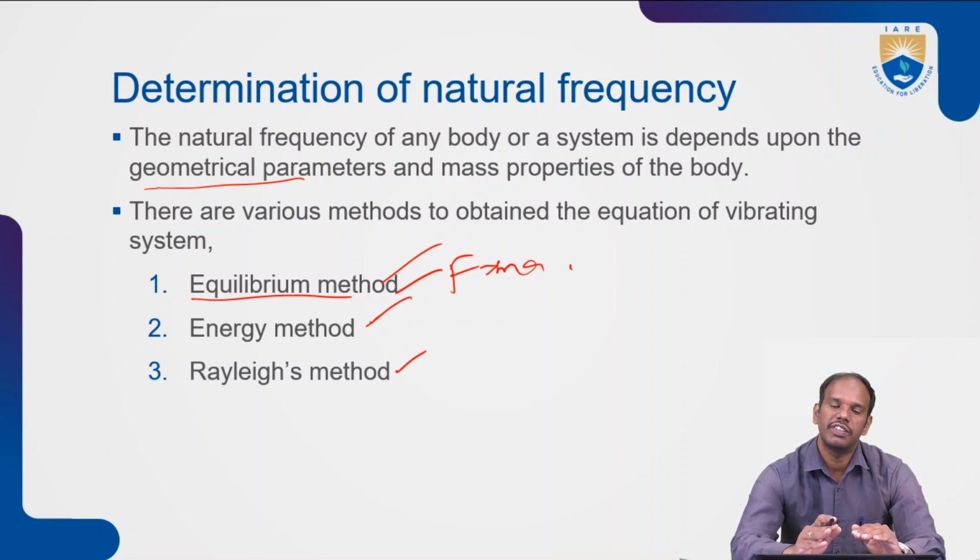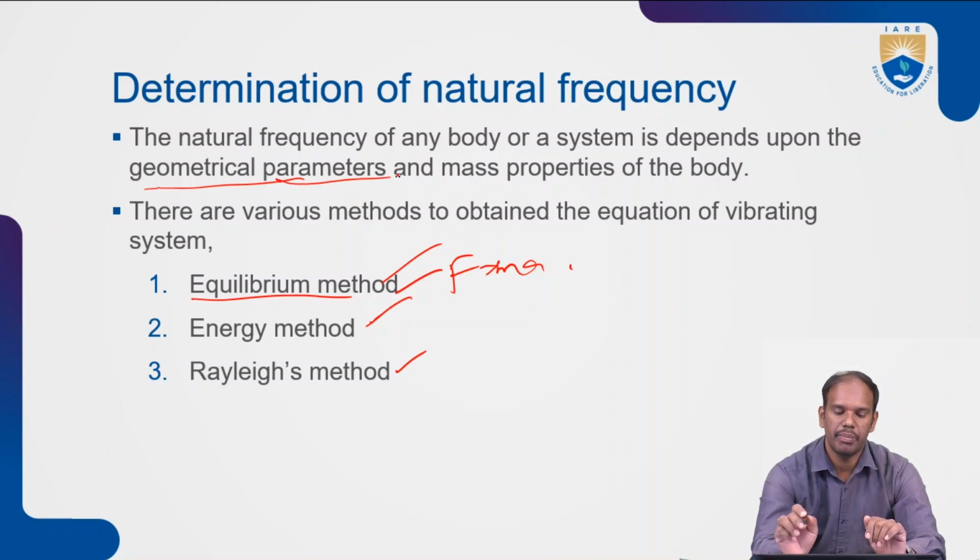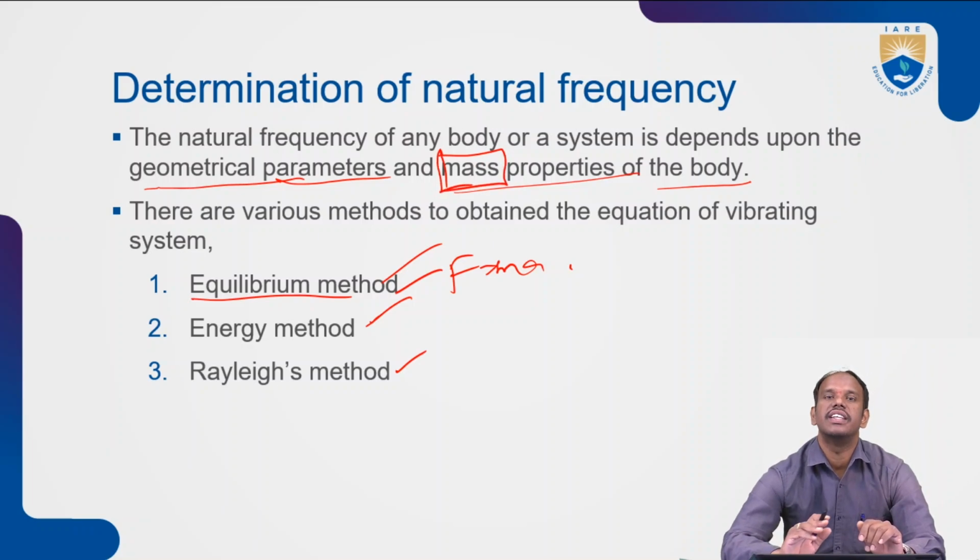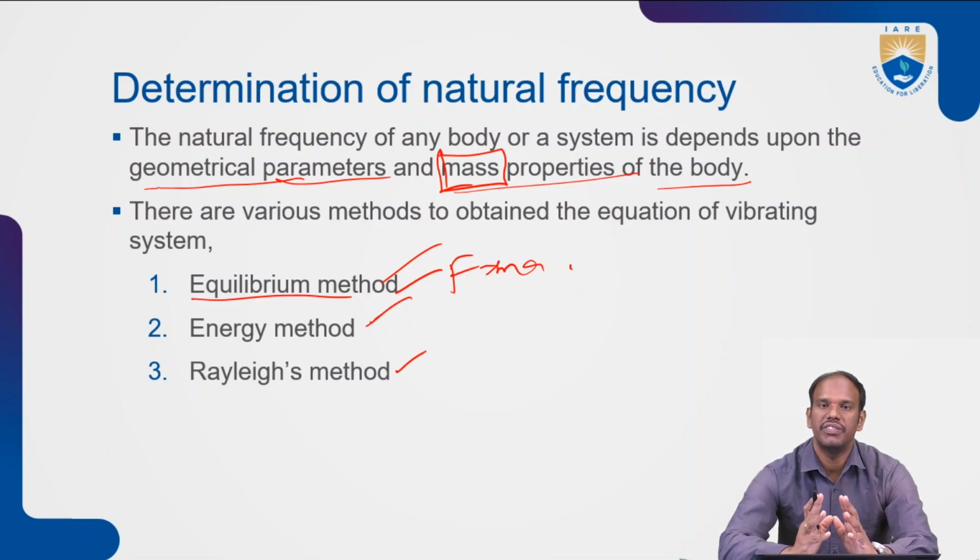So to find the natural frequency according to the geometrical parameters and mass properties of the body, the mass also has a particular role because of the density variation, as well as the absorption of vibration by the material. Like a sponge is a material, and steel is a high density material, and there are low density materials. So according to the mass, there will be different vibration absorption. So we cannot neglect these mass properties.